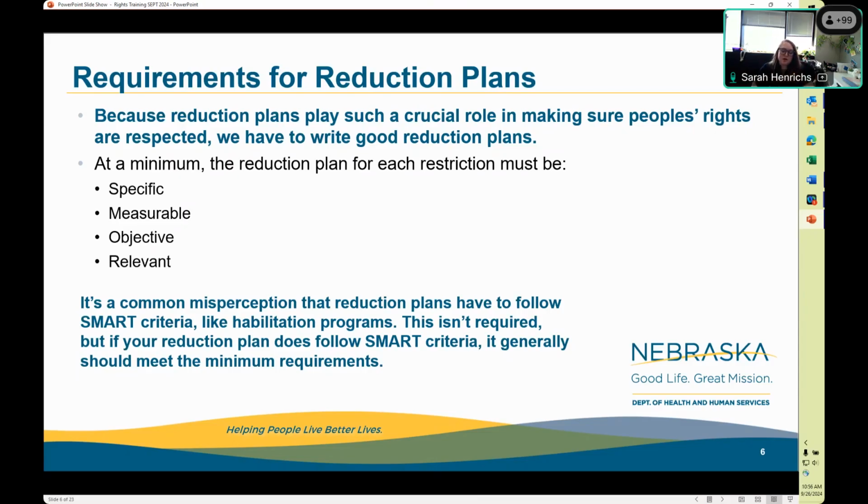Now, there are some times where how you structure the reduction plan, it probably needs a time limit or a time element to it, but not every situation. And so that's why we kind of say specific, measurable, objective, and relevant. And you can get to those 4 things by following the SMART criteria, but that isn't the only way if it doesn't make sense based on what you're setting your criteria on.